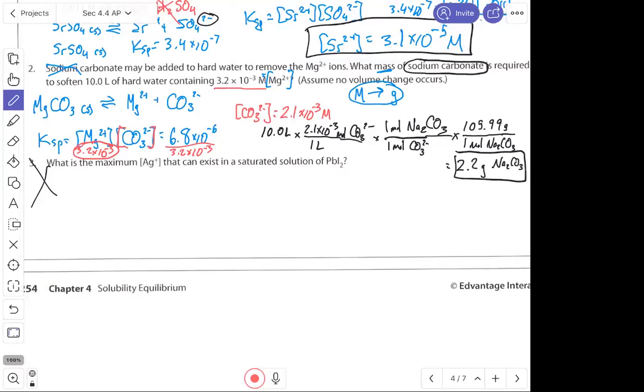Wait, 4.4 is the last unit. Yeah. In this section. Yeah. Wow. Yeah.